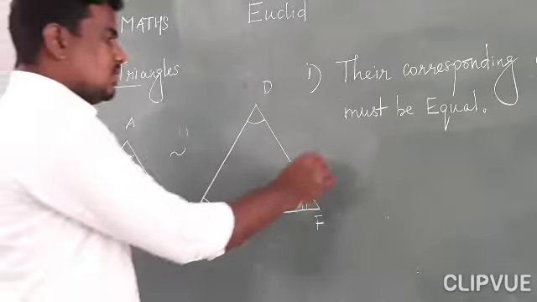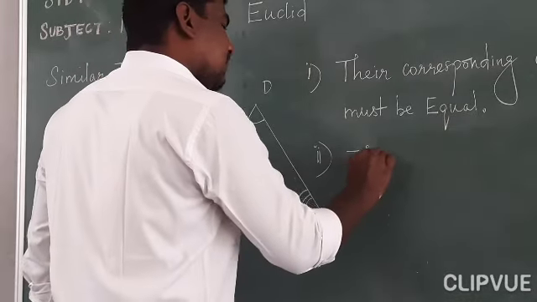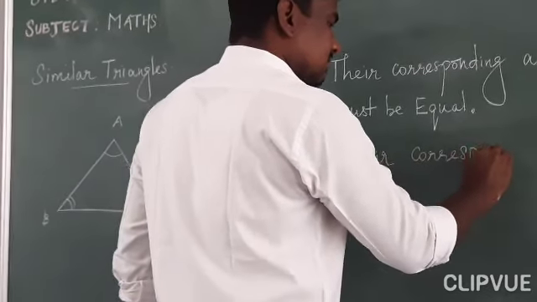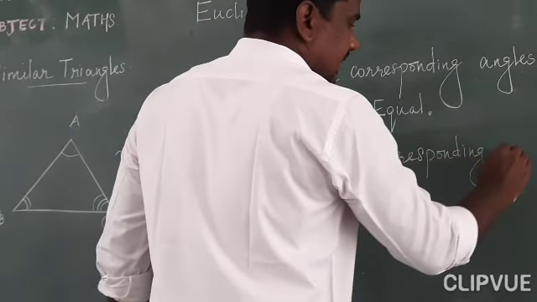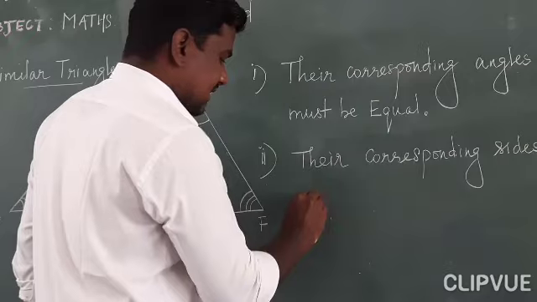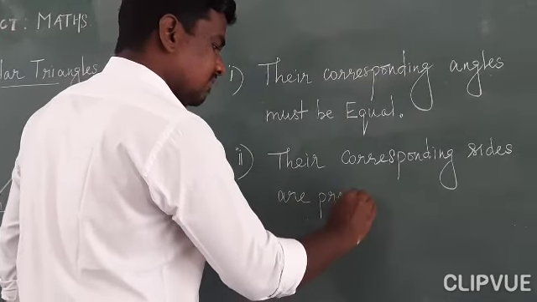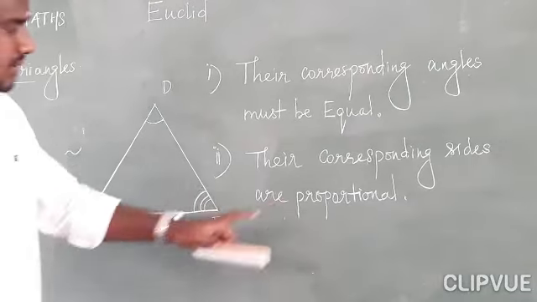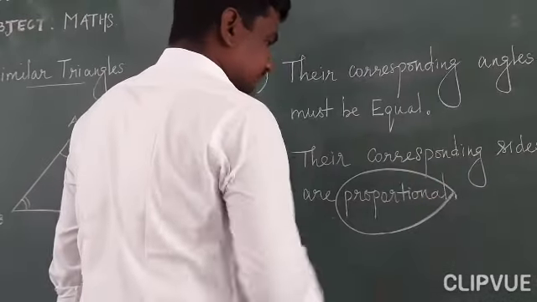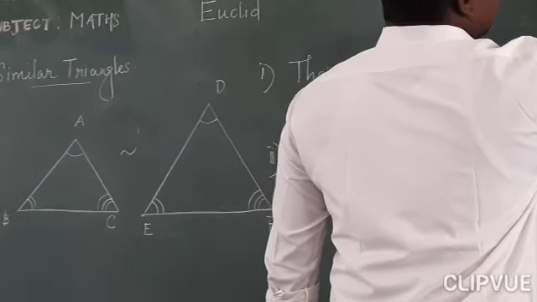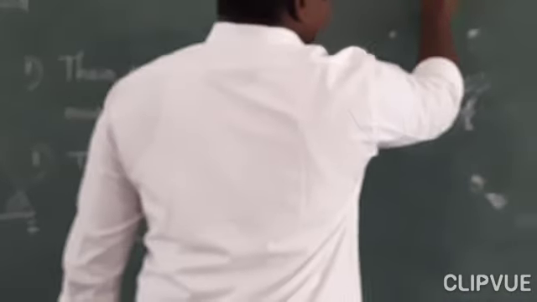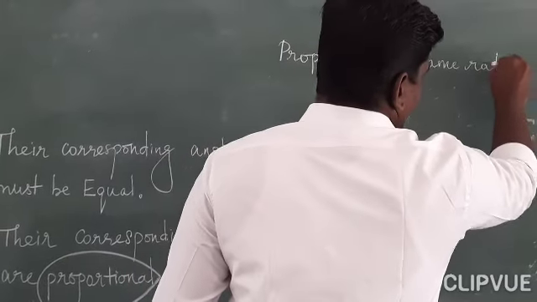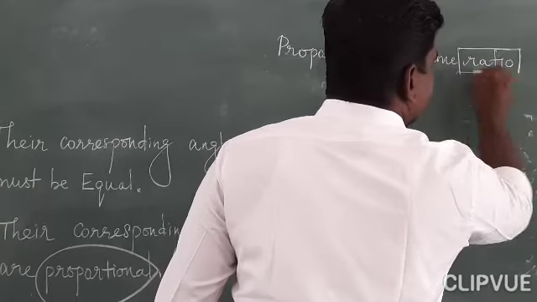This is the first one. The second one: the corresponding sides are proportional. The term proportional, what does it mean? Proportional means the same ratio. What is meant by ratio?